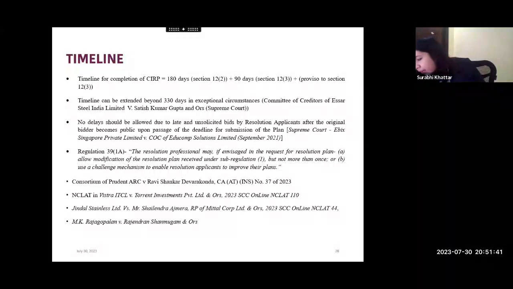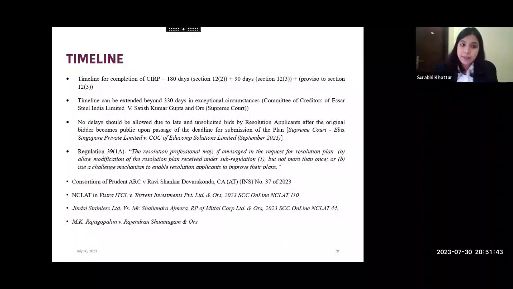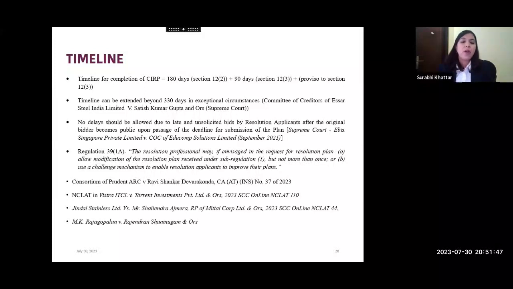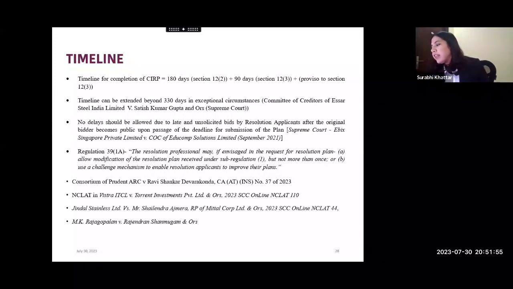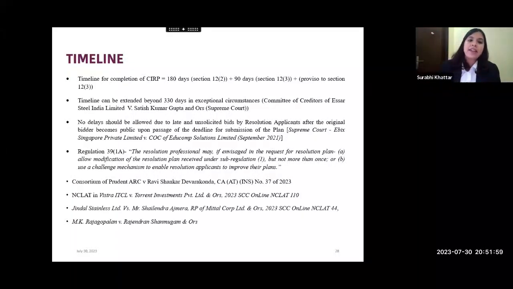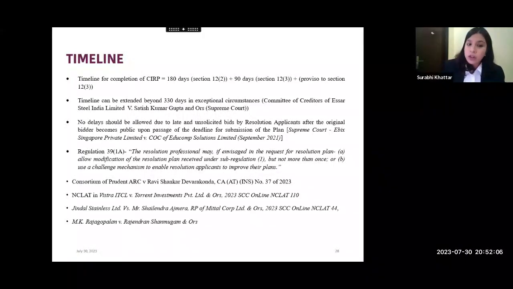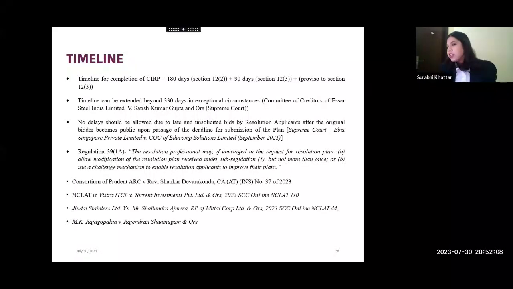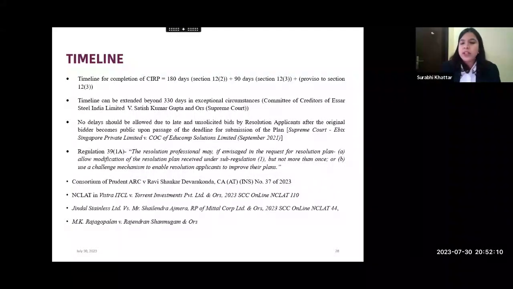NCLT Chennai in M.K. Rajgopalan had also taken a view that any bar that is placed, if at all it is placed under 39(1)(a), is only on the resolution professional and not on the COC, because of the wording of 39(1)(a), which starts with saying resolution professional may. Therefore, NCLT Chennai was of the view that if there is a bar, it is only on the RP and not the COC. The NCLT Chennai judgment is currently pending in appeal before NCLAT.